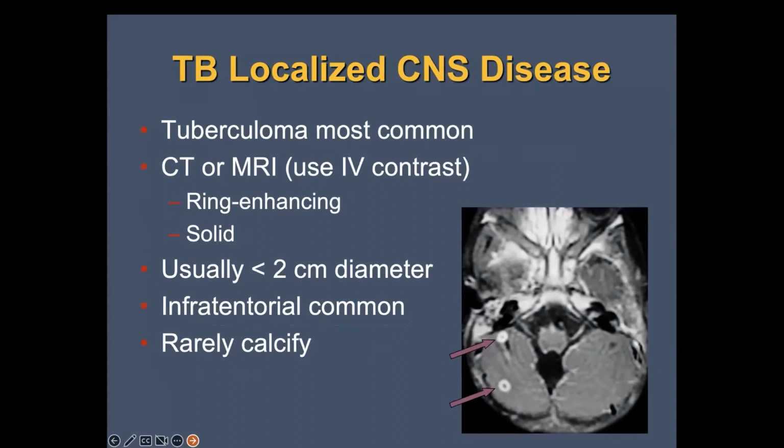Ring enhancing lesions, such as these you see in this child's cerebellum, are typical, but you can also get solid lesions. And ring enhancing lesions are not specific for TB. You can see them with other diseases. Probably in my part of the country, cysticercosis is a more common cause of ring enhancing lesions, and they can look very similar, but cysticercosis tends to be associated with calcification frequently, whereas TB does not. They're usually small, and interestingly, the cerebellum is probably one of the more common places that we tend to see them in the brain.